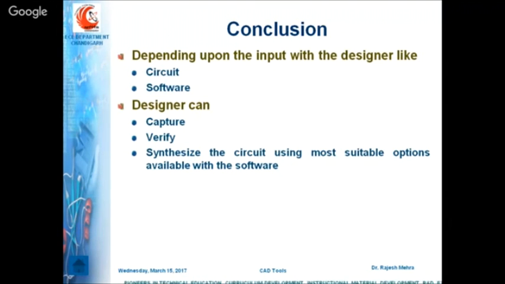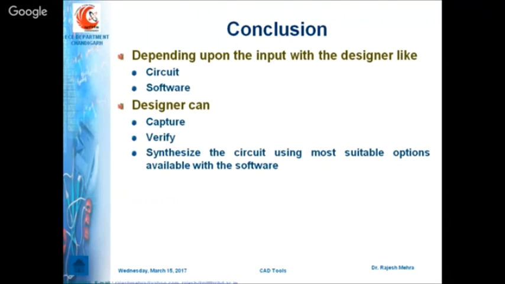So finally, these three types of tools are there from different vendors. We can conclude our session here. Depending upon the input with the designer, whether the circuit is in the form of gates, or in the form of transistors, or in the form of code, you have to design your circuit, and depending upon the software available with the designer and different design constraints, you have to fulfill the constraints in terms of speed, area consumption, and power consumption. So a design can be captured by a maximum number of options.